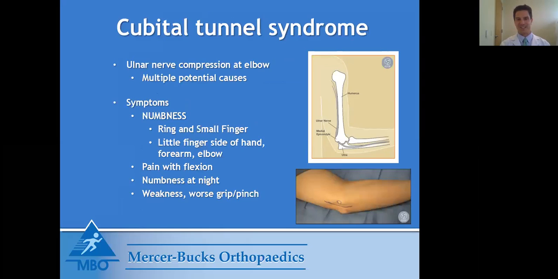Hope that was interesting. We're going to move on to the second most common nerve compression syndrome in the upper extremity, which is called cubital tunnel syndrome. And again, another small tunnel. This one occurs at the elbow instead of the wrist. And this one involves a nerve called the ulnar nerve rather than the median nerve.